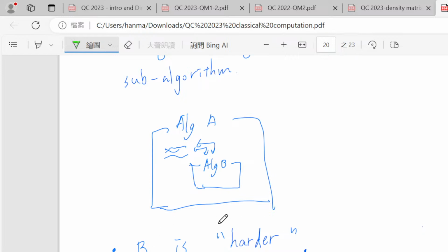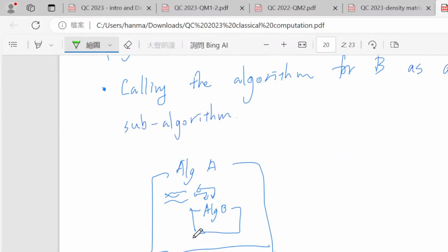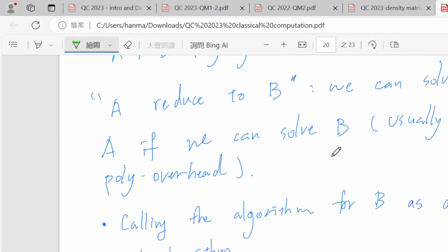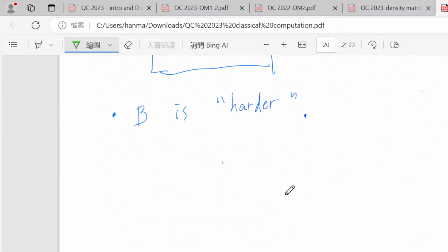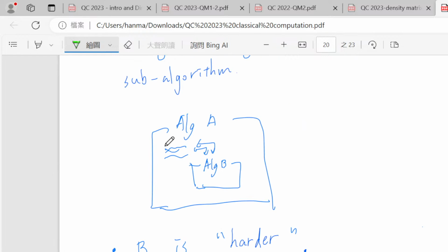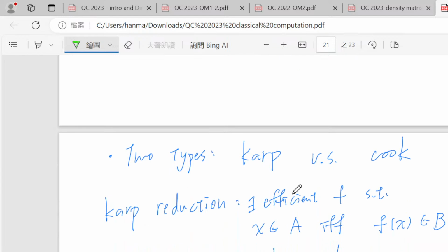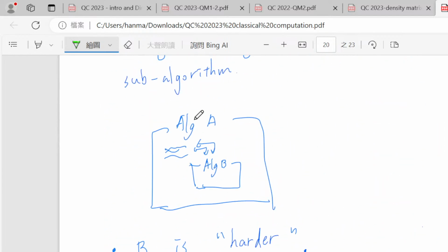This is kind of counterintuitive because B is a smaller part, but actually B is harder, because B might solve a more general problem than the algorithm for A. Because if you can solve B, then you can solve A, so B is actually the harder problem in terms of complexity theory. This is a little counterintuitive from the algorithm view, but it is correct. But this view hides a little detail.